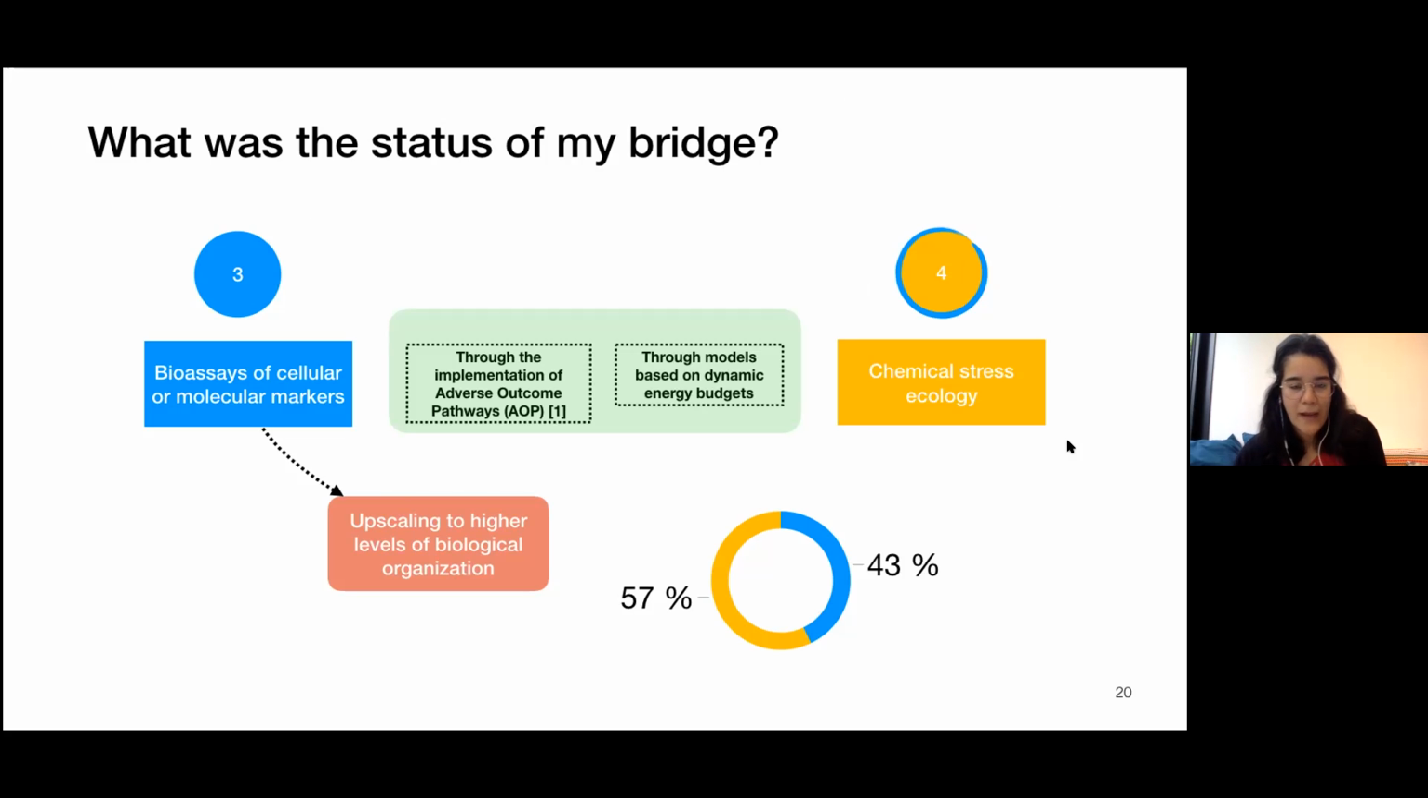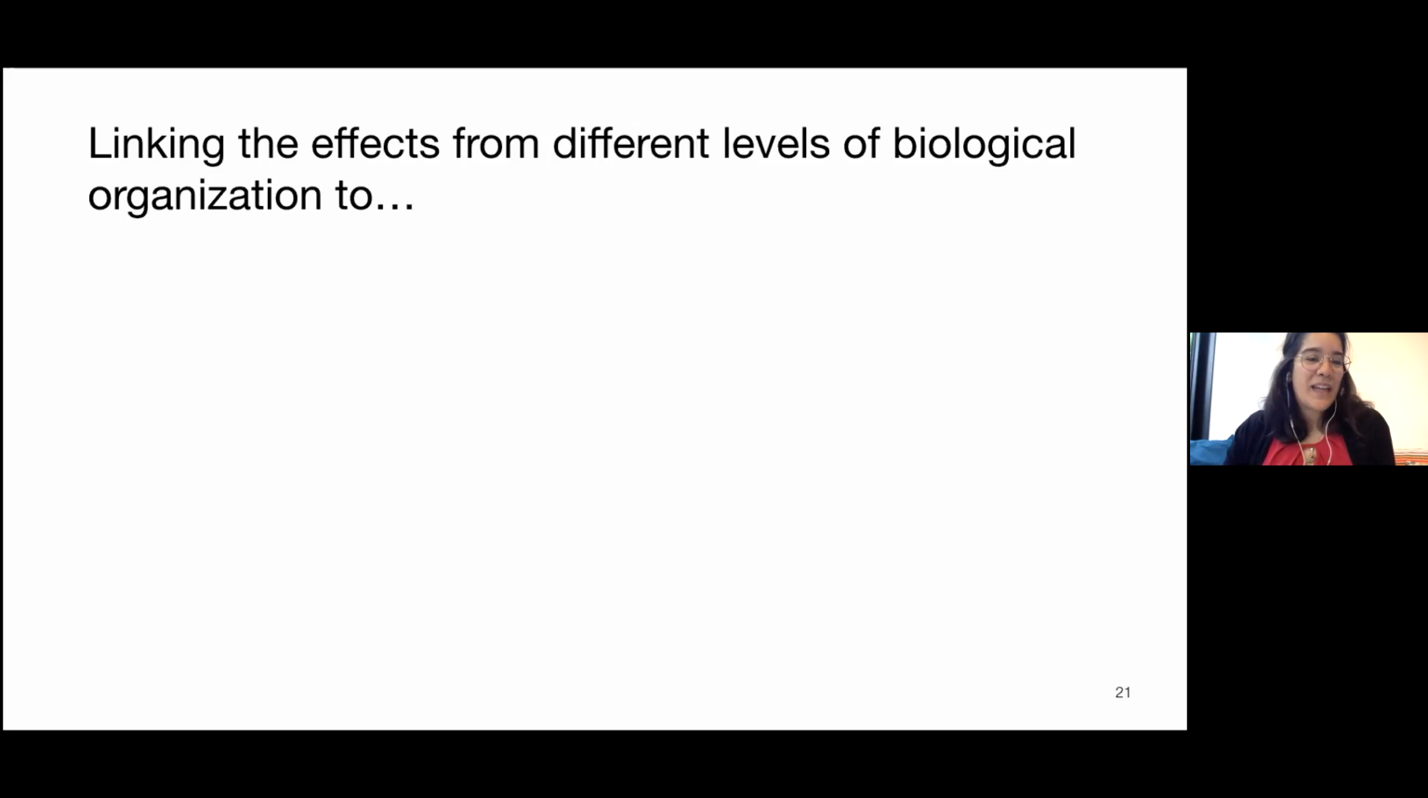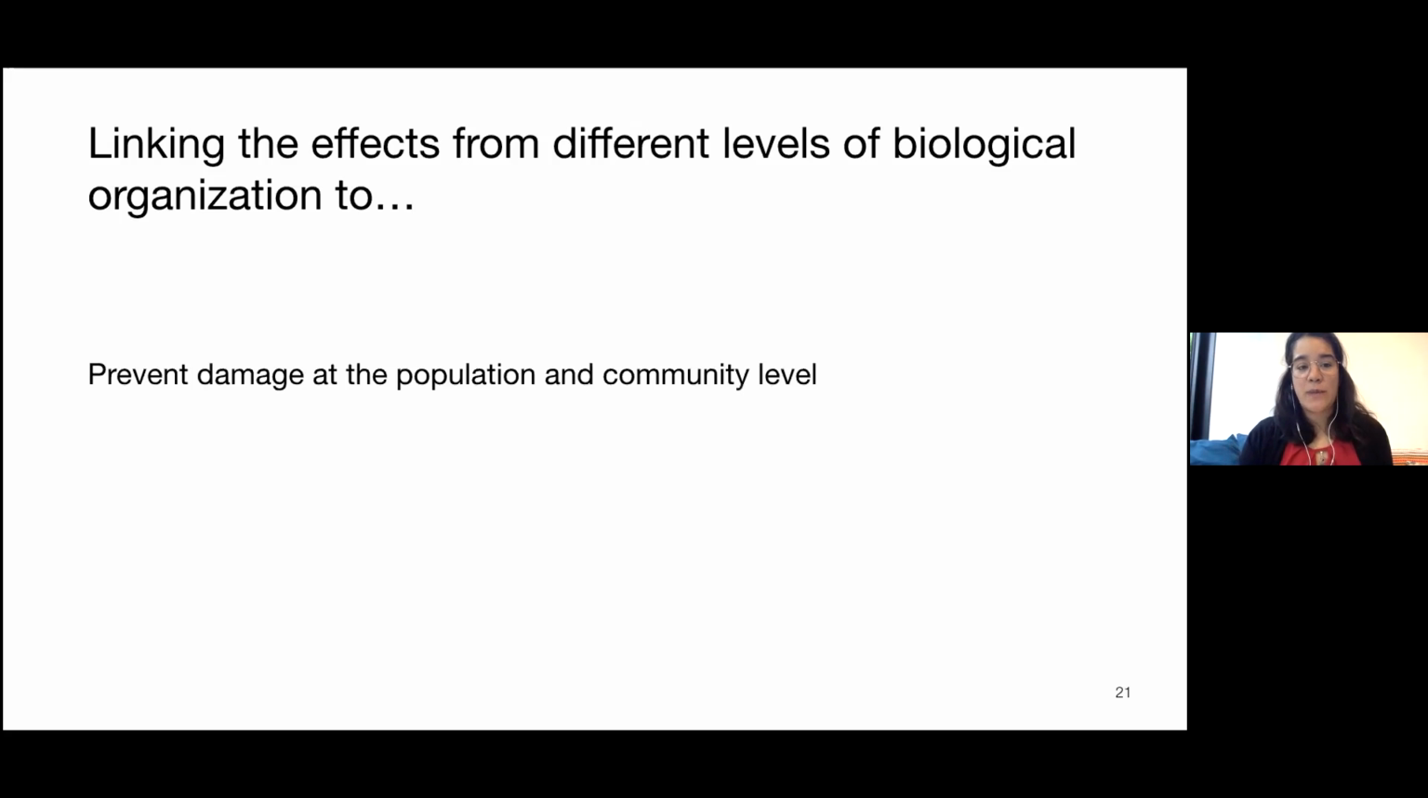But I thought I was doing a good job. The problem that I saw is that the bridge that I was building was too species specific. I was really orbiting around the species Tivella mactroides, this bivalve from subtropical areas. And this was not the goal. And why am I so obsessed about this bridge? Because it's important to link effects from different levels of biological organization to be able to prevent damage at the population and community level.